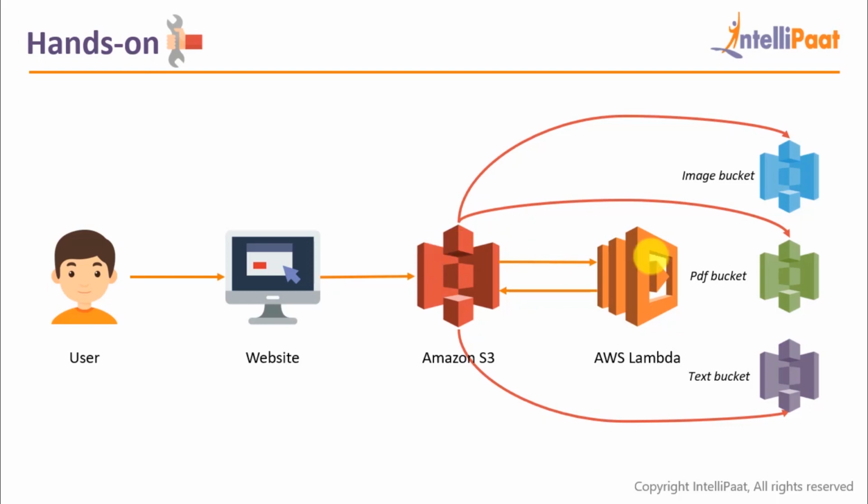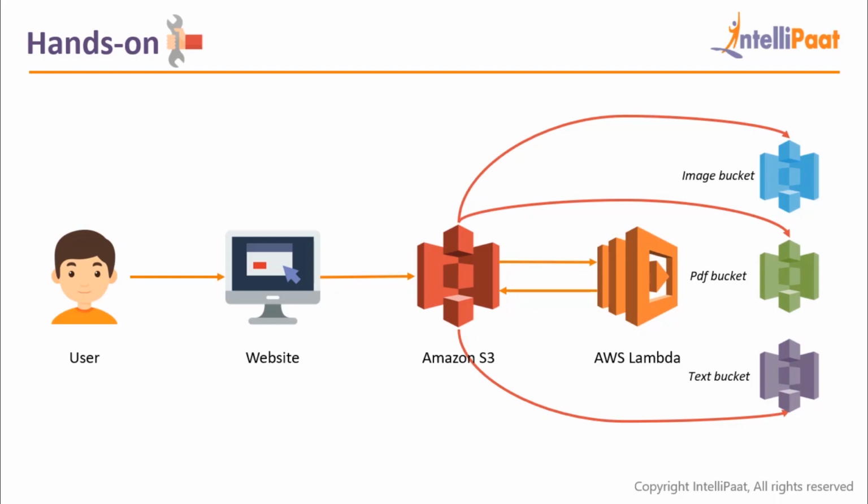Whenever an image file is uploaded, it goes to the image bucket. Whenever a PDF file is uploaded, it goes to the PDF bucket. And whenever a text file is uploaded, it goes to the text bucket. We are going to do all this with a simple Lambda code, using the S3 bucket upload, that is put or post, as a trigger. Whenever an object is uploaded to the S3 bucket, the Lambda function will be triggered. Okay guys, now let us see this on the AWS Management Console and how to do this practically.